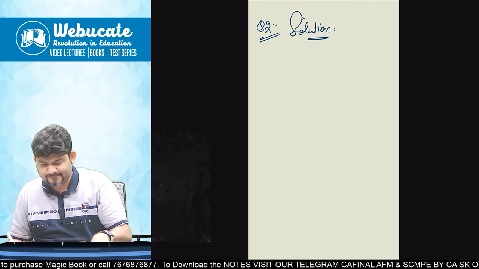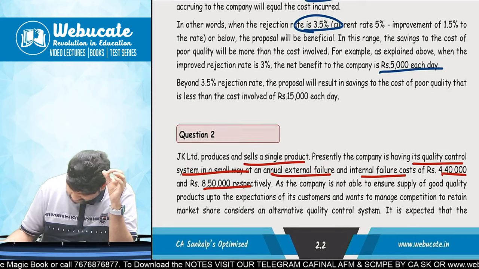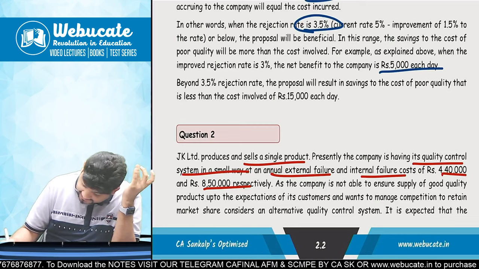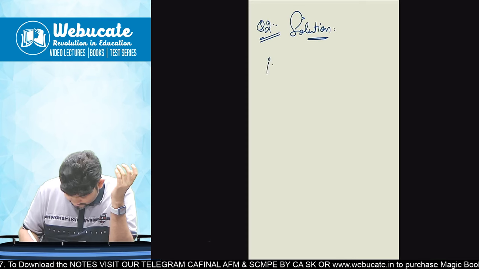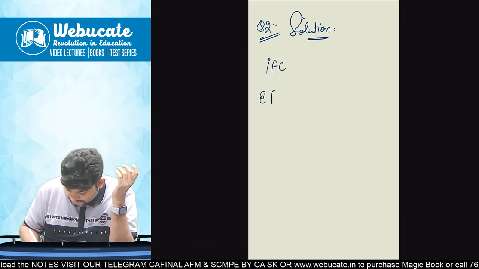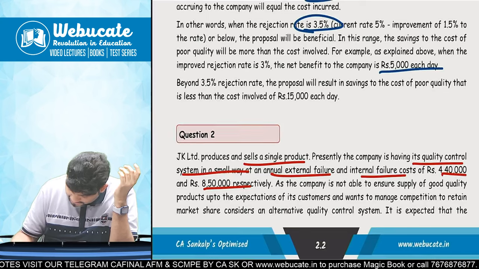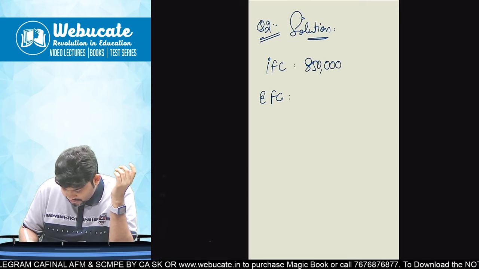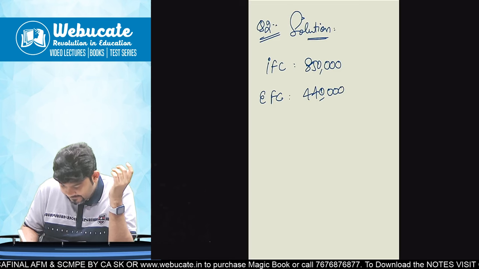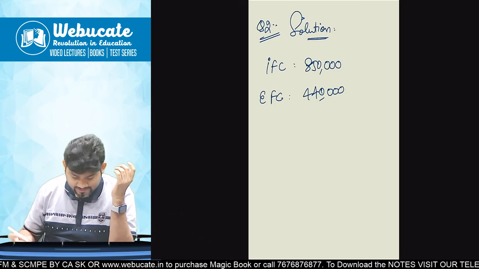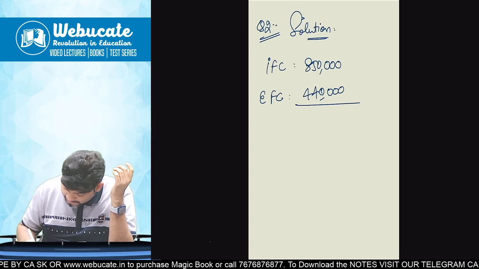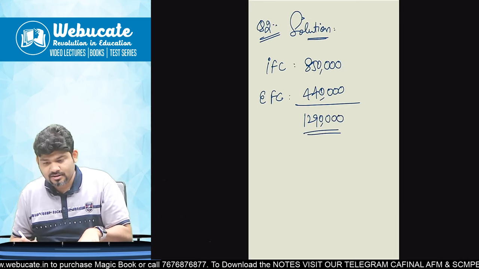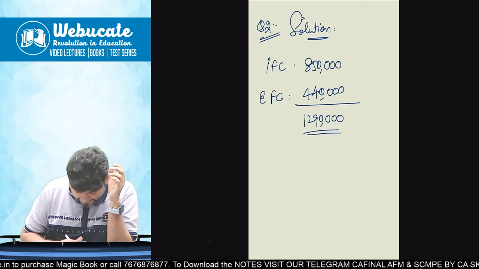Okay. So, now what have they said? External failure, internal failure. External failure 440, internal failure 850. So, internal failure, external failure. How much is the internal failure? 850. External failure, 440. Right? Yes. So, total. How much is the total? It is 1290. It is 1290,000.